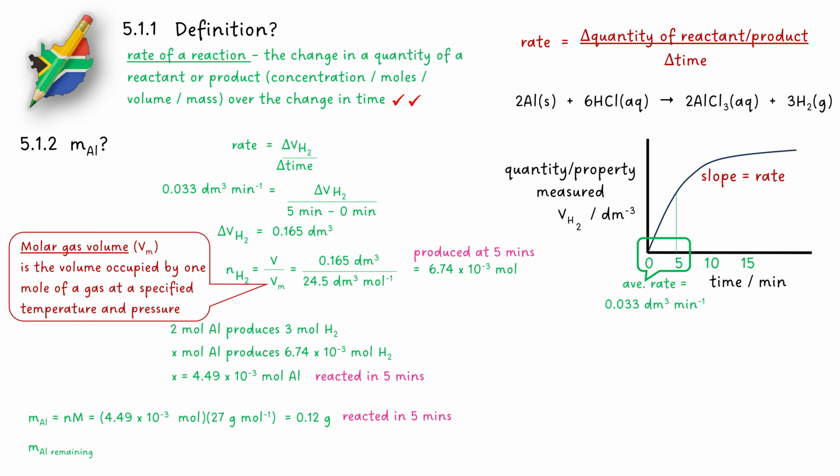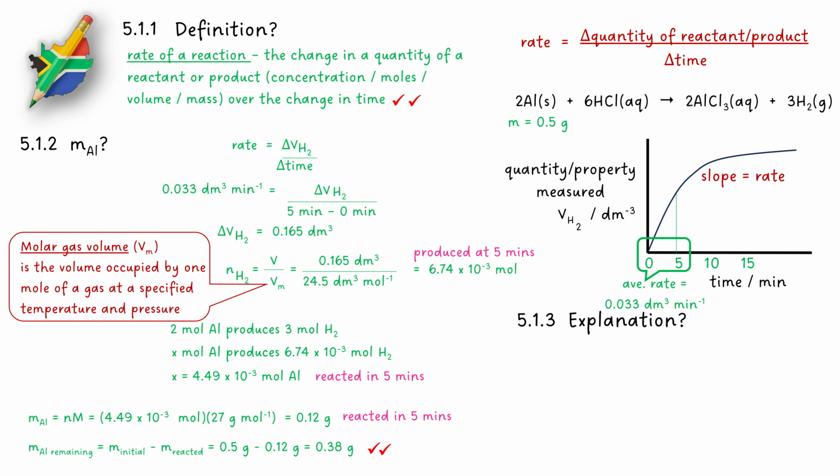But the question wants the mass of unreacted or remaining aluminium at 5 minutes. This is calculated by taking the starting mass minus the mass which was used up in the reaction. The starting mass was given to us. It is 0.5 grams. So taking 0.5 grams minus the 0.12 grams used up, we get 0.38 grams of aluminium remaining.